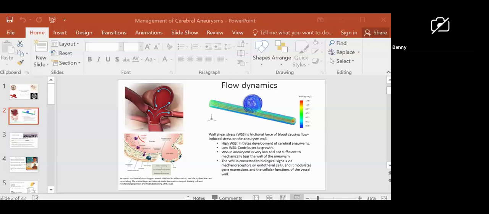Aneurysms run in families about 20-25% of the time. So if you have a first-degree relative who has an aneurysm or subarachnoid hemorrhage, you have a 2 to 5 times increased risk of having a brain bleed yourself. Just an interesting fact, if you look on the bottom right, the first Marlboro man, the icon of the smoking advertising industry, actually never smoked a cigarette in his life, and he died at the age of 90.